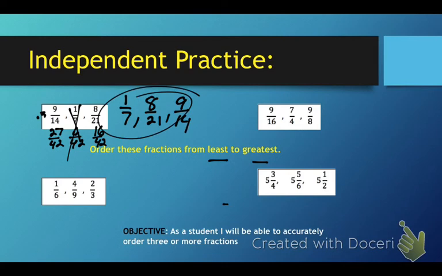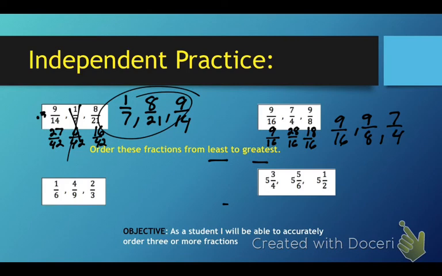Next one, common denominator happened to be 16. Okay. This one is already 16, so 16 times 1. 9 times 1 is 9. 4 times 4 is 16, so 7 times 4 is 28. And 8 times 2, so 9 times 2 is 18. Least to greatest, 9/16. Okay? 9/8. And finally, 7 over 4. Ladies and gentlemen, that one was easy.